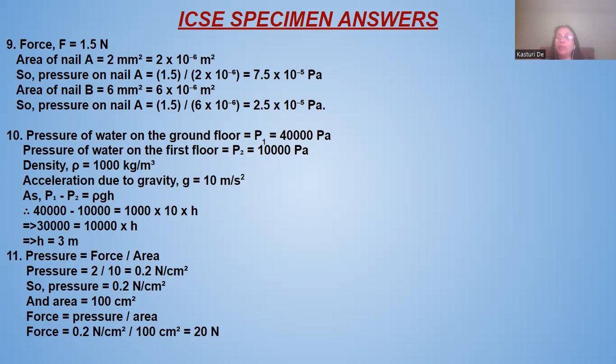For the second one, B, if the area of cross section is 6 millimeters square, again we are converting into 6 meters square, that is 6 into 10 to the power minus 6 meters square. So pressure will be force by area, that is 1.5 divided by 6 into 10 to the power minus 6 meters square. And that will result into 2.5 into 10 to the power minus 5 pascals. So for A, the pressure will be 7.5 into 10 to the power minus 5 pascals. And for pressure B, that will be 2.5 into 10 to the power minus 5 pascals.